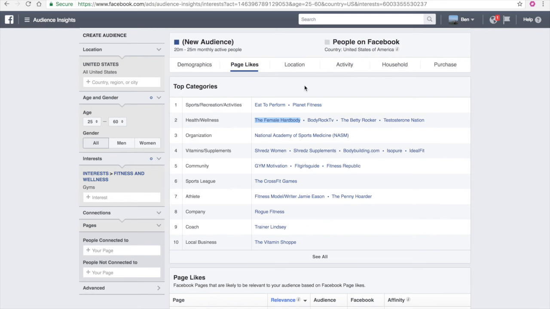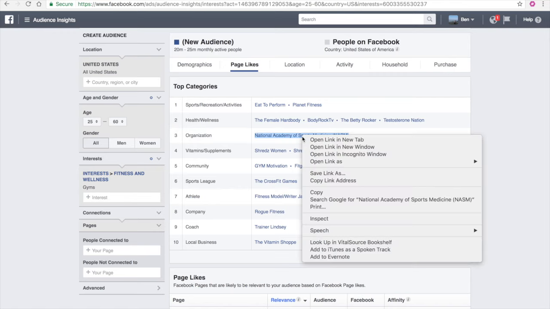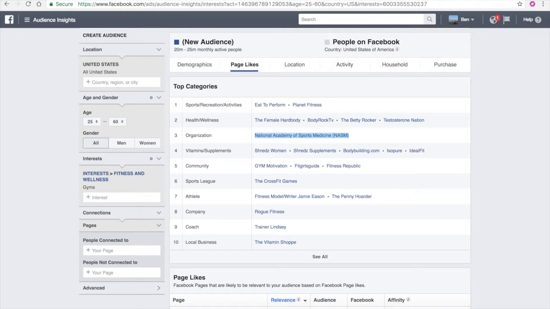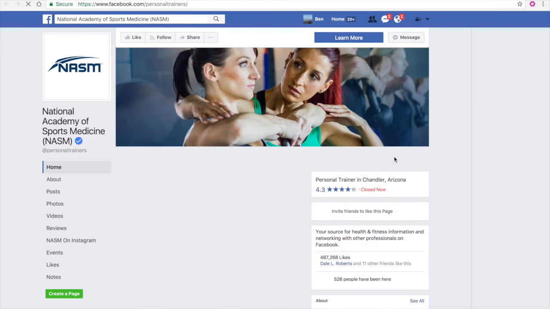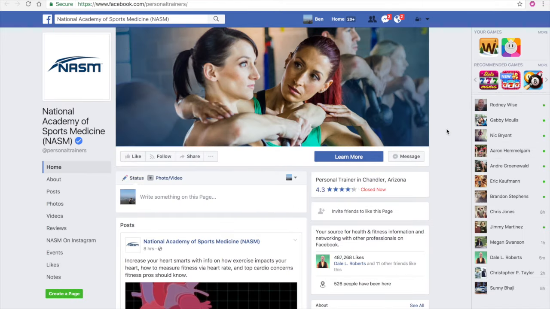When you're doing this yourself, you're going to want to actually go through and find a couple million for each category. I'd get at least 3 to 5 in each category if you can find it. Now, the National Academy of Sports Medicine, that might also have a magazine subscription to it.